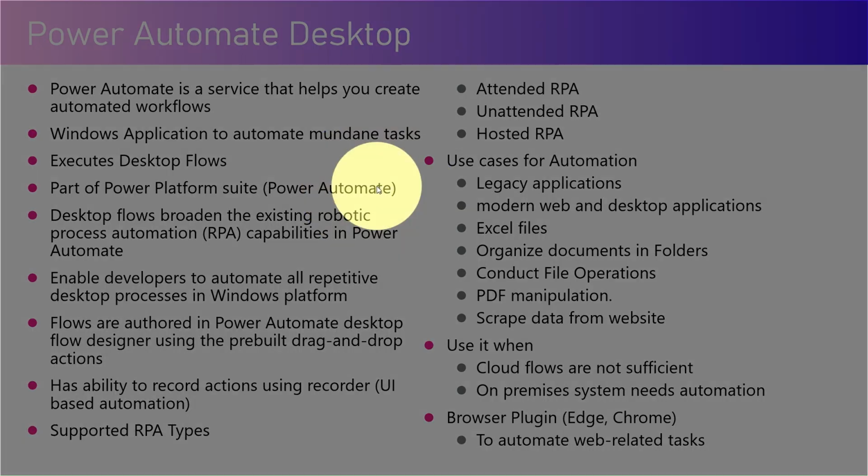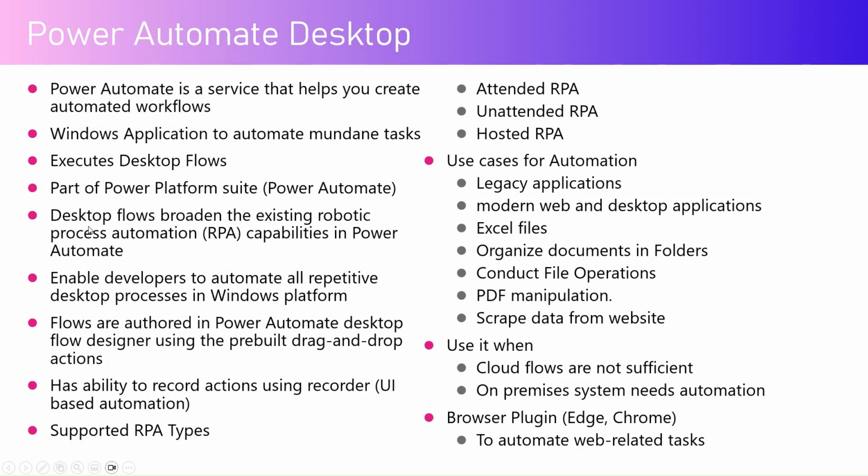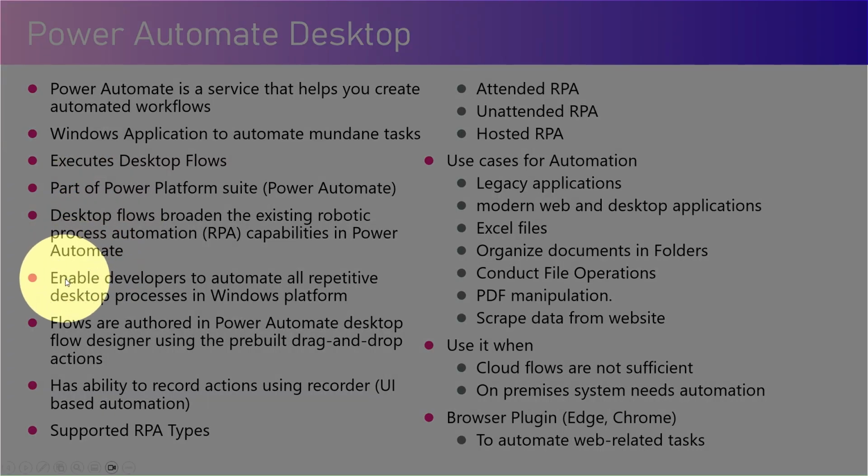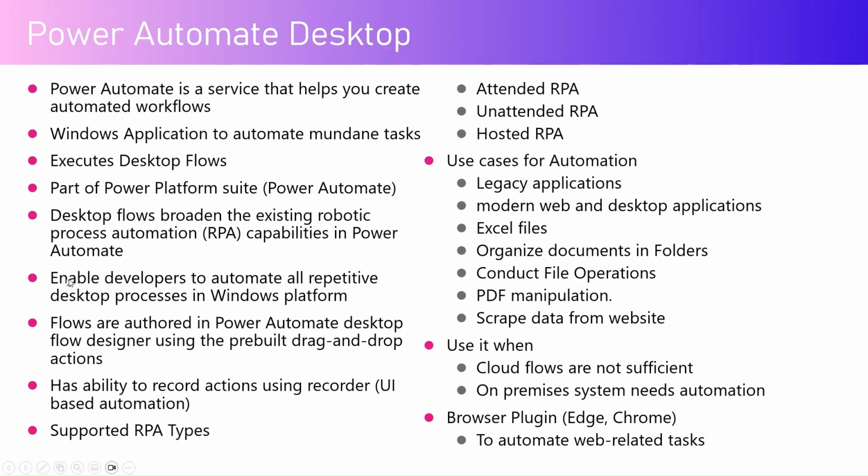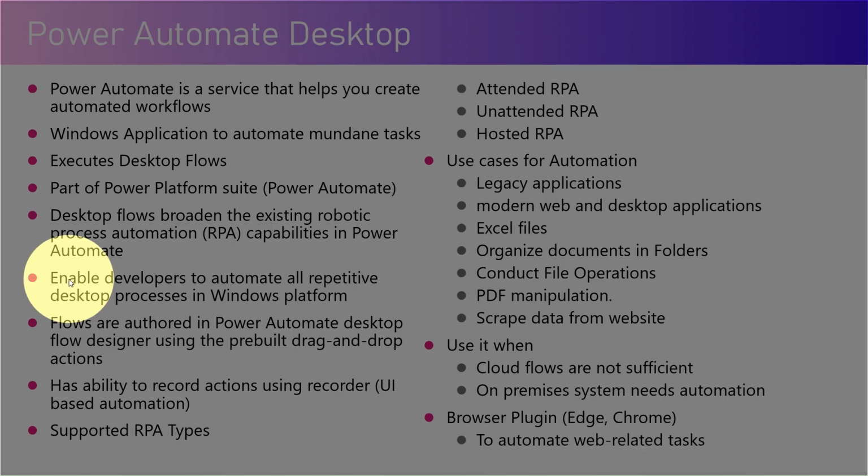Now, with Power Automate Desktop, you can execute desktop flows. It is primarily targeted towards the Windows platform. So for anything in a Windows application, if you want to automate the mundane tasks, you can use Power Automate Desktop. Desktop flows broaden the existing RPA, robotic process automation, capabilities. It enables developers to automate repetitive tasks on the Windows platform. The flows are authored in a flow designer interface using pre-built drag and drop actions.